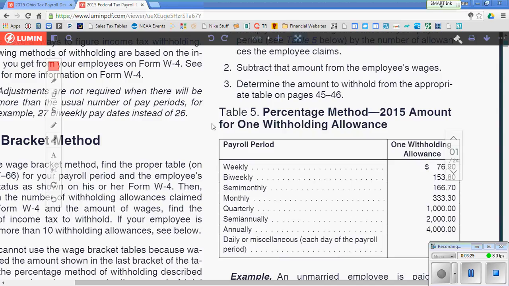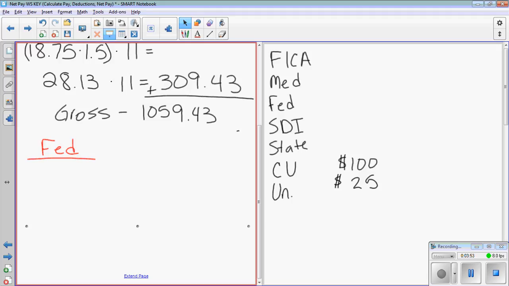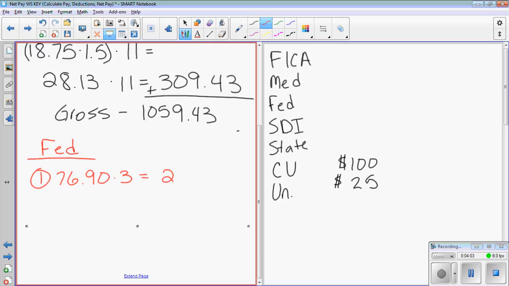Peyton gets paid weekly, so I'm going to use the top line in Table 5, weekly, and he takes $76.90 out of his pay to calculate adjusted gross per withholding. How many withholdings does Peyton have? He's married and claims 3 withholding allowances. So I'm going to take $76.90 times 3. That is Step 1, which gives me $230.70.